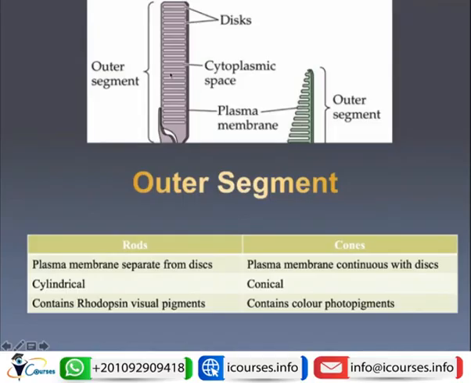What is the other difference? The outer segment, or the discs, of the rods contain rhodopsin, which is responsible for night vision. That's why the rods are responsible for night vision, while the cones carry the color photopigments, which are responsible for day vision and color vision.